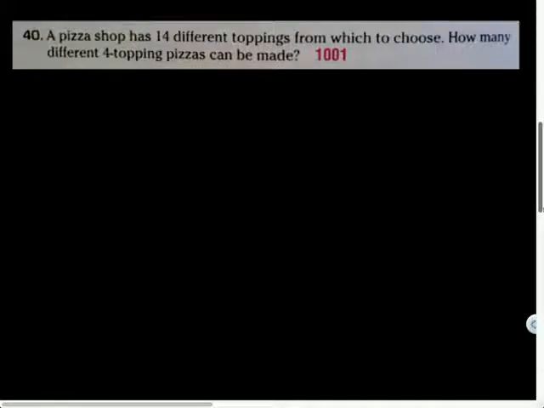And that's where some of these problems get interesting, is we've got to figure out whether or not order matters. So it says, problem 40, a pizza shop has 14 different toppings from which to choose. How many different 4-topping pizzas can be made? Okay, so my question for you is, pepperoni, mushroom, Hamburg, extra cheese, is that a different pizza for you than Hamburg, mushroom, pepperoni, extra cheese?